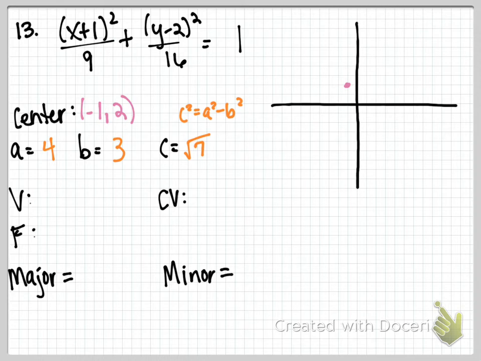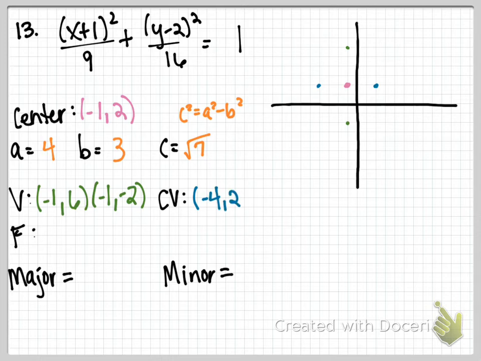Okay? Now, if you'll notice on this one, the A is paired up under the Y, which means for my vertices, I'm going to go up and down 4. All right, so those points are -1, 6, and -1, -2. For covertices, I'm going to go left and right 3. And those points are -4, 2, and 2, 2. All right, I'm going to go ahead and draw my sketch.